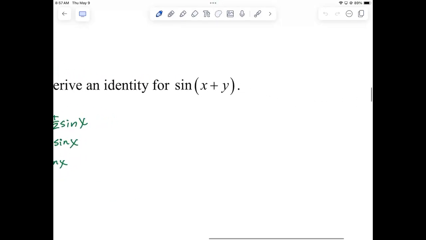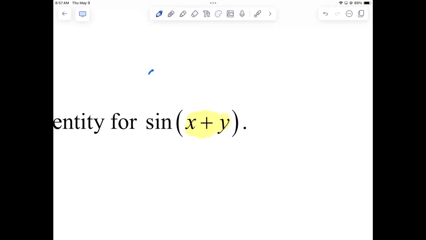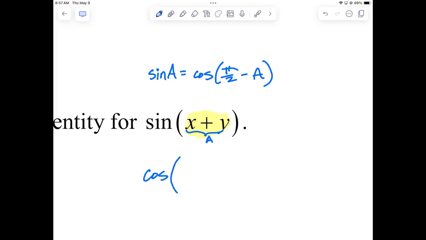Well, I'm going to come over here and I'm going to say sine of x plus y. Okay? I'm going to treat x plus y as a unit. All right, so here's the cofunction identity I'm going to use. I know that sine of a is equal to cosine of pi halves minus a. Would you agree? So let's just call all of this a for just a second, the quantity. So sine is going to be equal to cosine of pi halves minus parentheses, the quantity, x plus y. Are you okay with that?